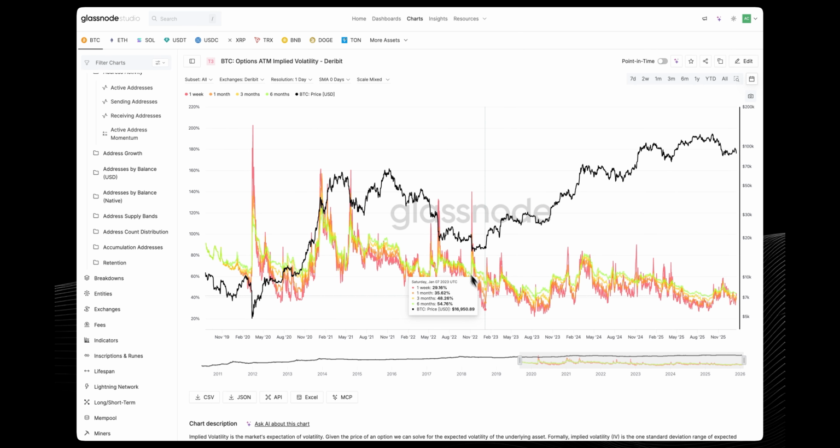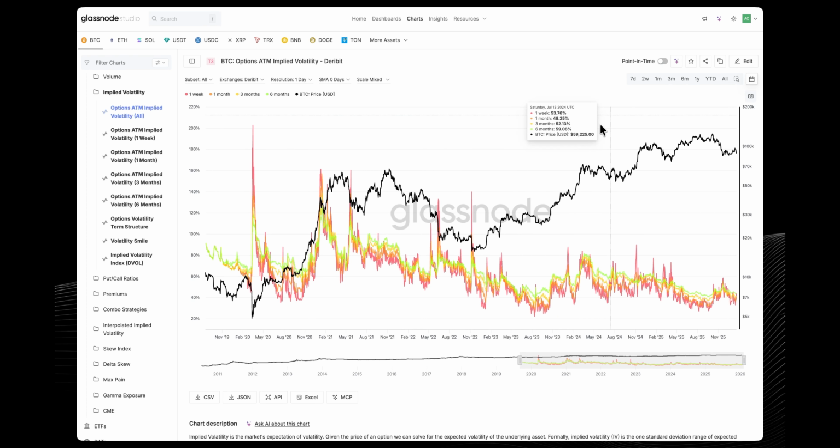Quick reminder, implied volatility reflects how much movement the options market expects over a given time horizon. Higher implied vol means traders are paying more for protection or for convexity, which is upside exposure, and lower implied vol means uncertainty is being priced more calmly.